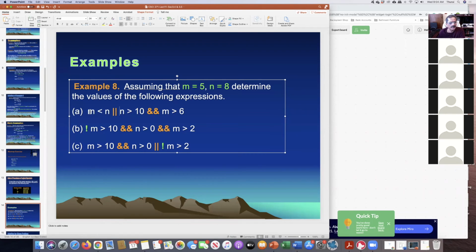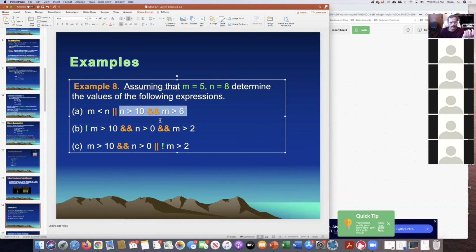M less than n, m is 5, n is 8, so m less than n is true. All right, we agree on that? Yes. All right, let's evaluate the next one. N greater than 10 is false. M greater than 6 is false. M is 5. So this combination will be done next. Remember, AND operator is done before OR operator.